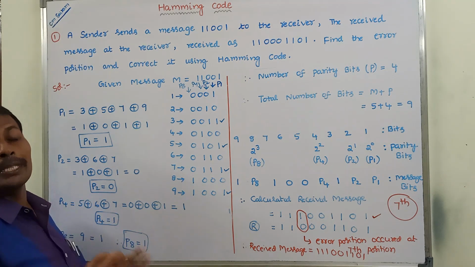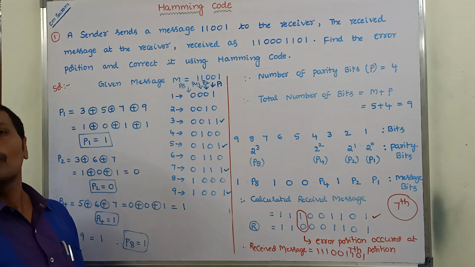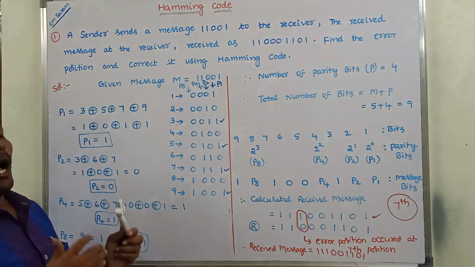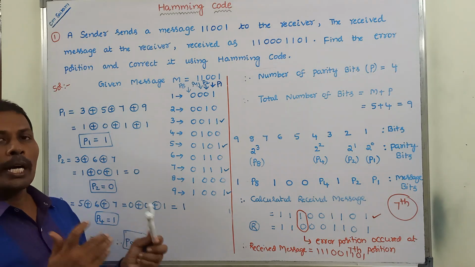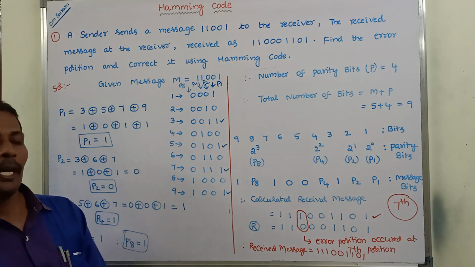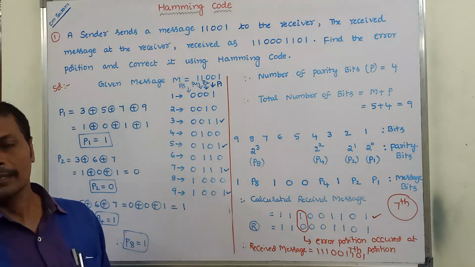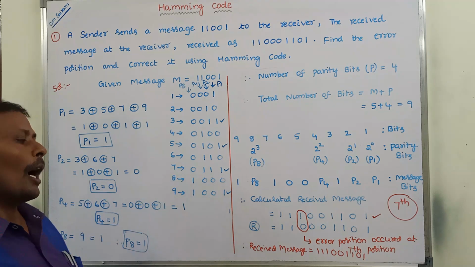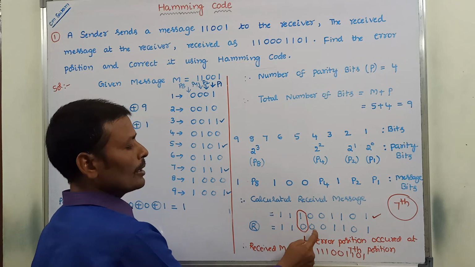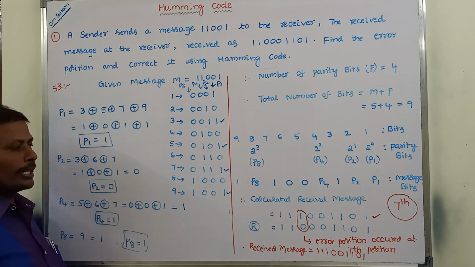Hamming code is both an error detection and a correction technique. By using the error detection, we have to identify the error position at the 7th position. To correct that error position, whatever the bit value that is present at the 7th position, that can be changed. At the 7th position, 0 bit value is there, that can be changed to 1. That is called error correction. After correcting, the received message at the receiver is 11001101. So, in this way, we have to solve this problem.